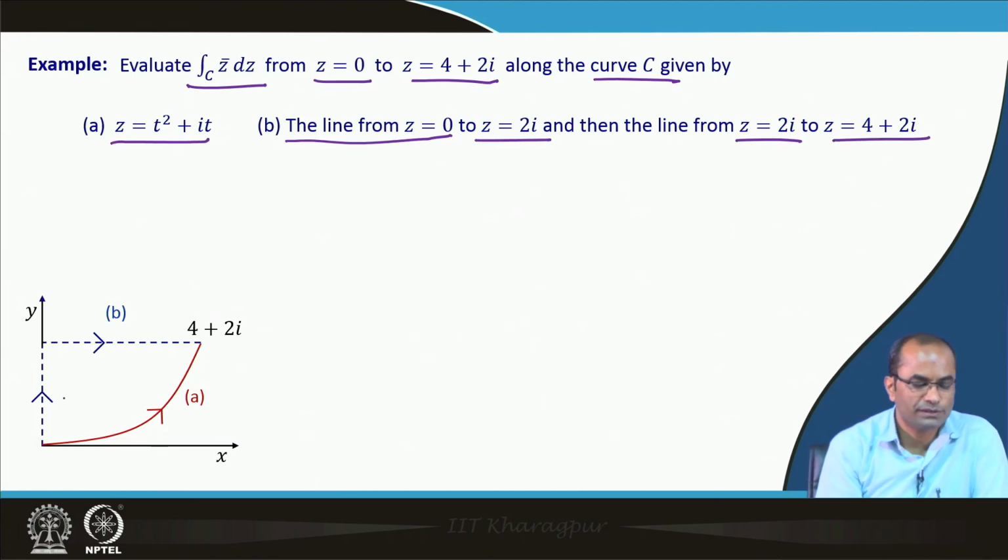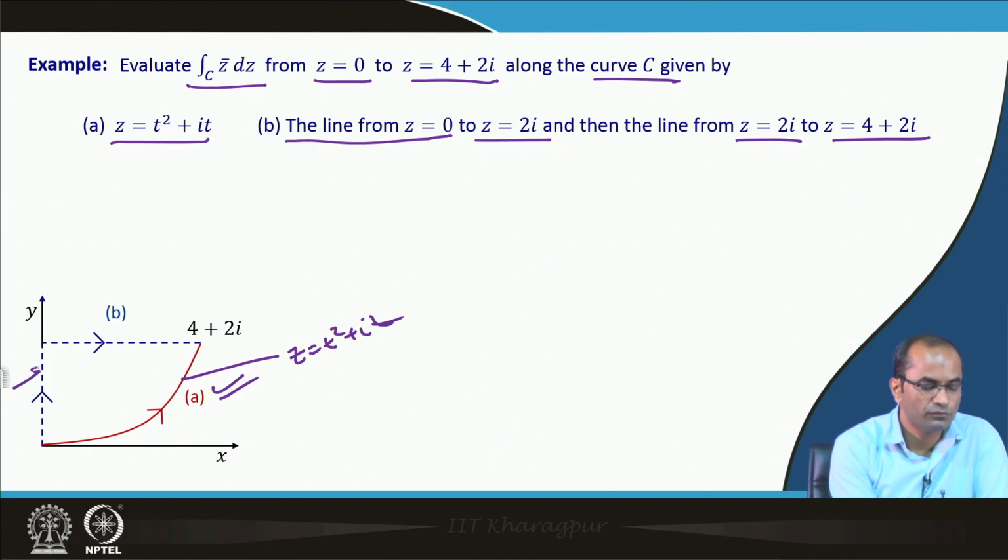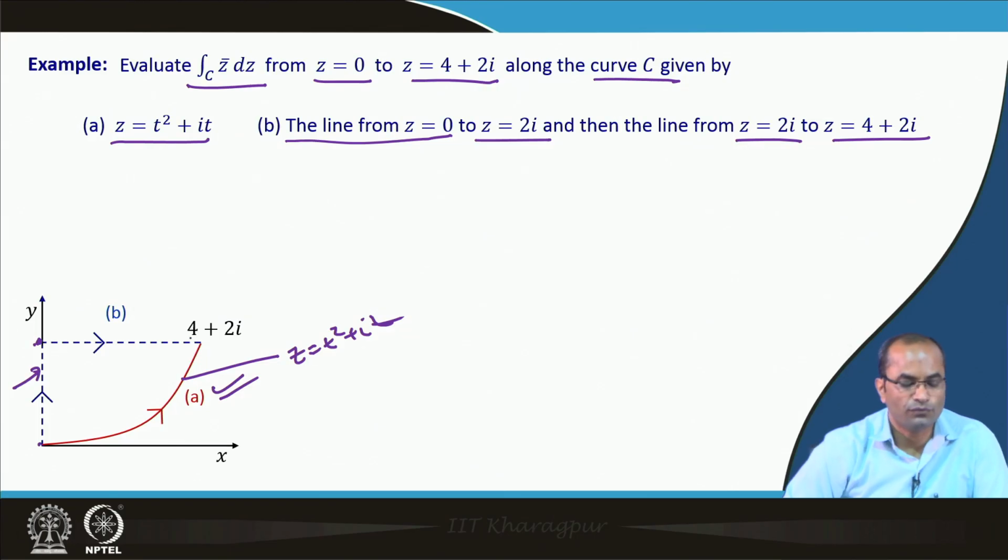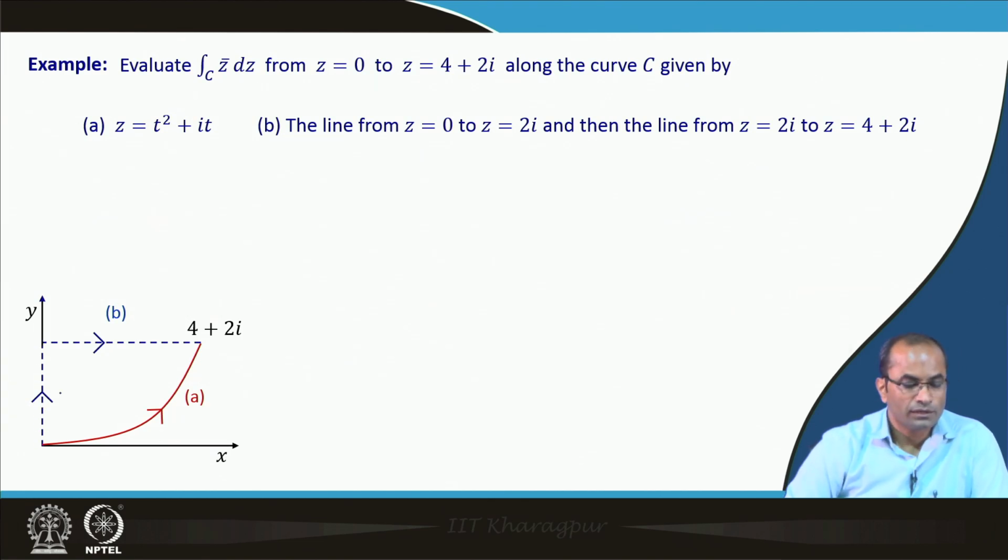So, let us take the picture, we have the two paths here. Along this path, z = t² + i t. The second path, we first move from 0 to the point 2i, and then from 2i we go to 4 + 2i. So there is a variation in x along this segment and a variation in y along this one.